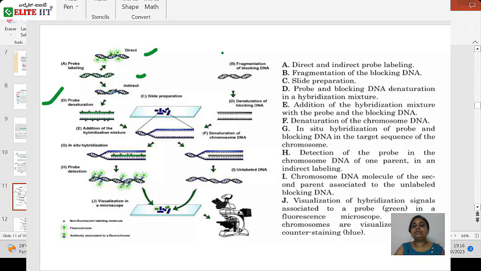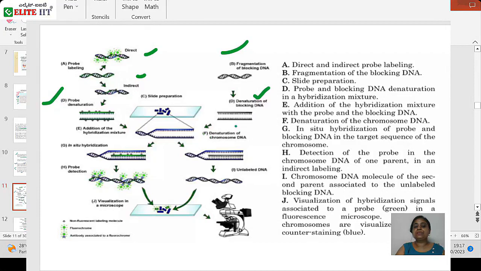Now I'm going to the next step, that is fragmentation of the blocking DNA. What I told you, in this process you have to use another blocking DNA. So you have to do the fragmentation of the blocking DNA, and then you have to do the denaturation. In this case also you are converting double stranded DNA to single stranded DNA of the blocking DNA, whereas in the probe also you are doing the same thing: double stranded probe is converted to single stranded probe.